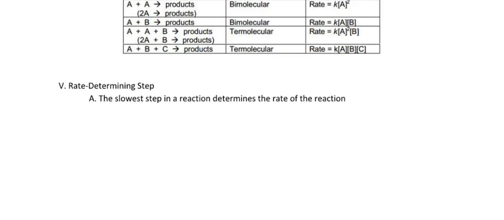So the slowest step will determine how fast the whole reaction goes. Hopefully that makes sense. Hopefully my analogy makes sense. Okay, my grandma. All right, so I'm not dissing her at all. Okay, let's go to the next page.